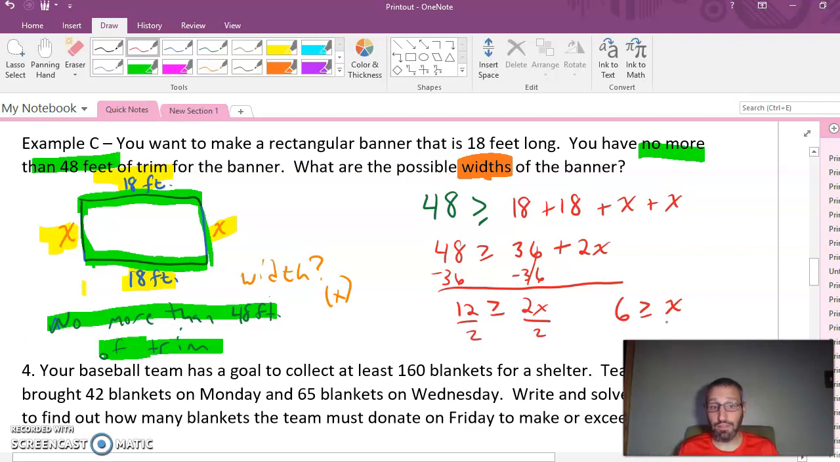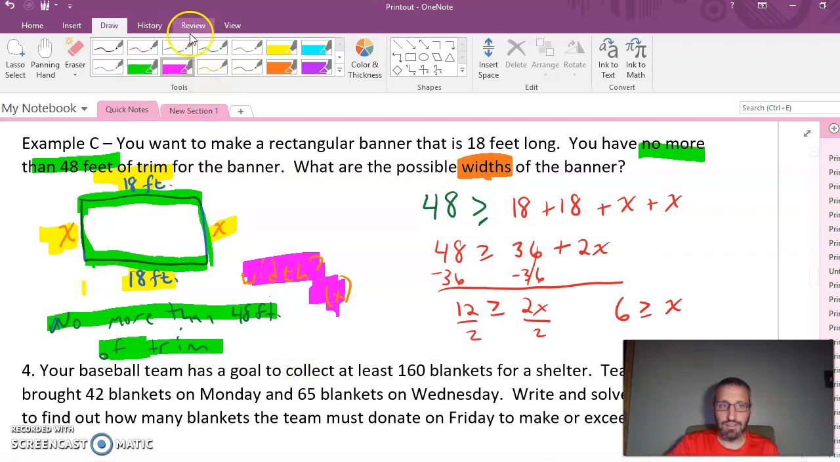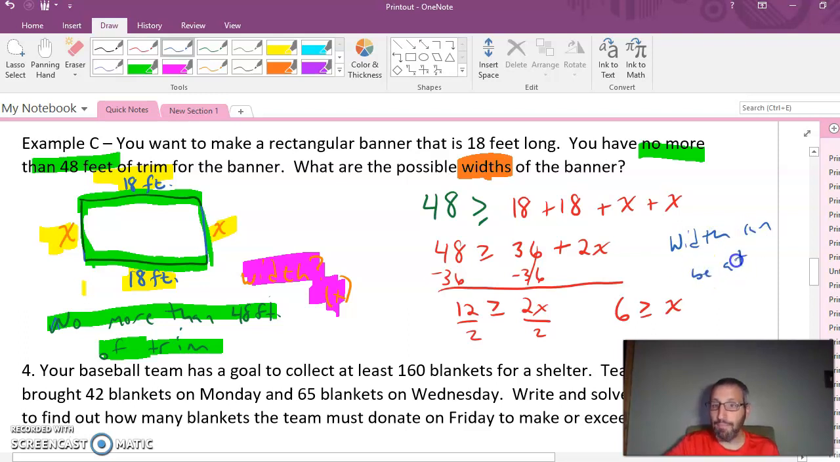And now that we've solved our inequality, we can go ahead and start to write our sentence, right? We know that width is our x. So we can write our sentence and say that the width can be at most, right? We can't go above 6 feet. That's what that inequality is telling us.